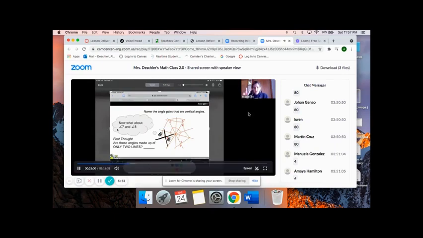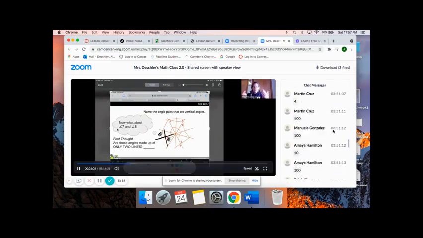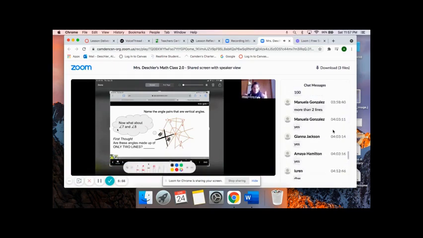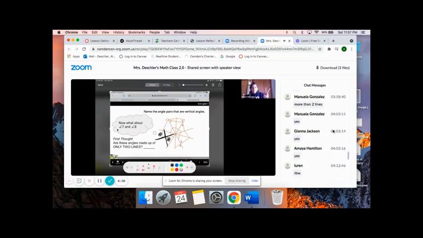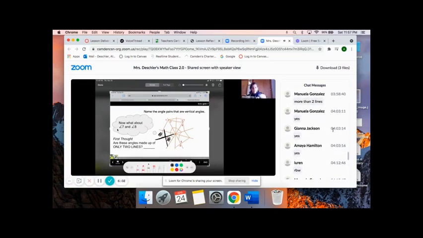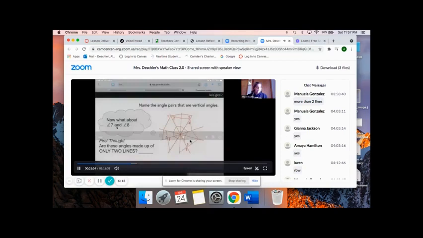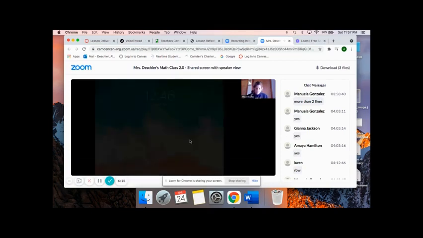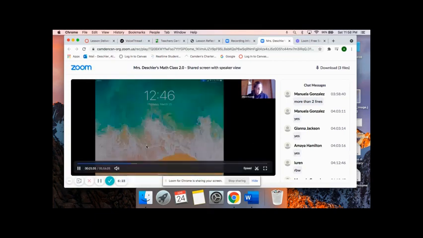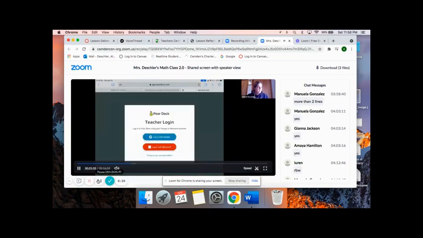So now that we know that there's 2 lines, we ask ourselves the next question. Okay, it satisfies requirement 1, there are 2 lines. Are these angles across from each other? Yes or no? Yes. Therefore, we can confidently say that 7 and 8 are vertical angles. Let's go to the next one.